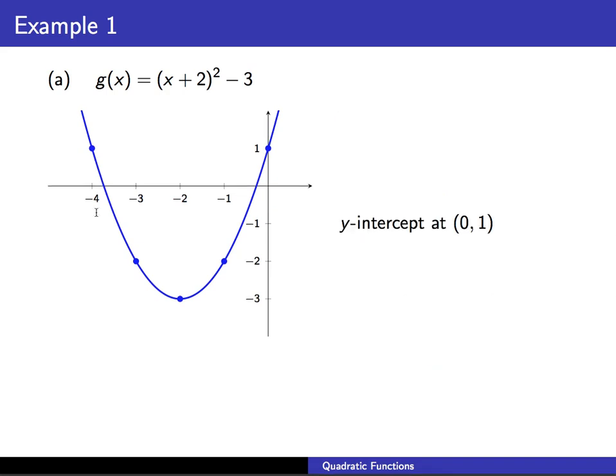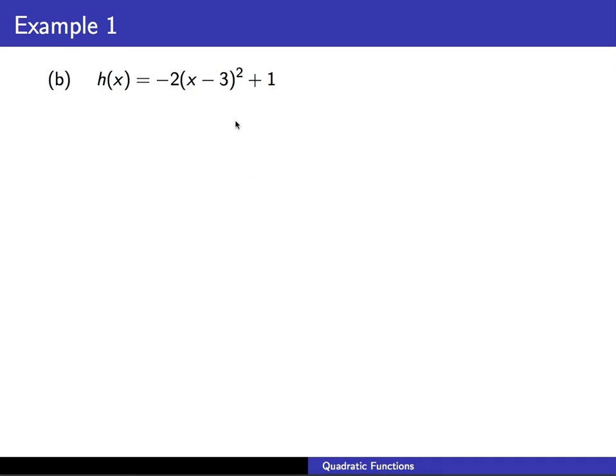All right. For our y-intercept, it's at (0, 1). So we can either get that directly from the graph, or if we plug 0 in for x, 0 plus 2 is 2, 2 squared is 4, and 4 minus 3 gives us this y-intercept of 1. All right, part B, we have h of x is -2 times the expression (x minus 3) squared, and then plus 1.